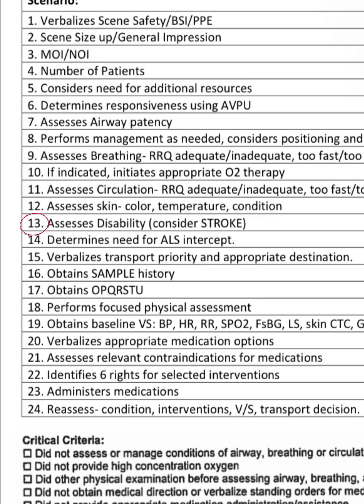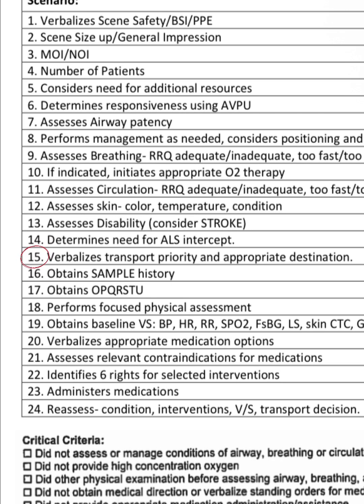Then you will determine the need for an ALS intercept. You need to make a decision if the patient needs higher level of care than you are able to provide. Next, you will verbalize the transport priority and the appropriate destination of your patient. You need to decide how critical they are, how quickly they need to be taken to the hospital. You have 10 minutes to make this decision.